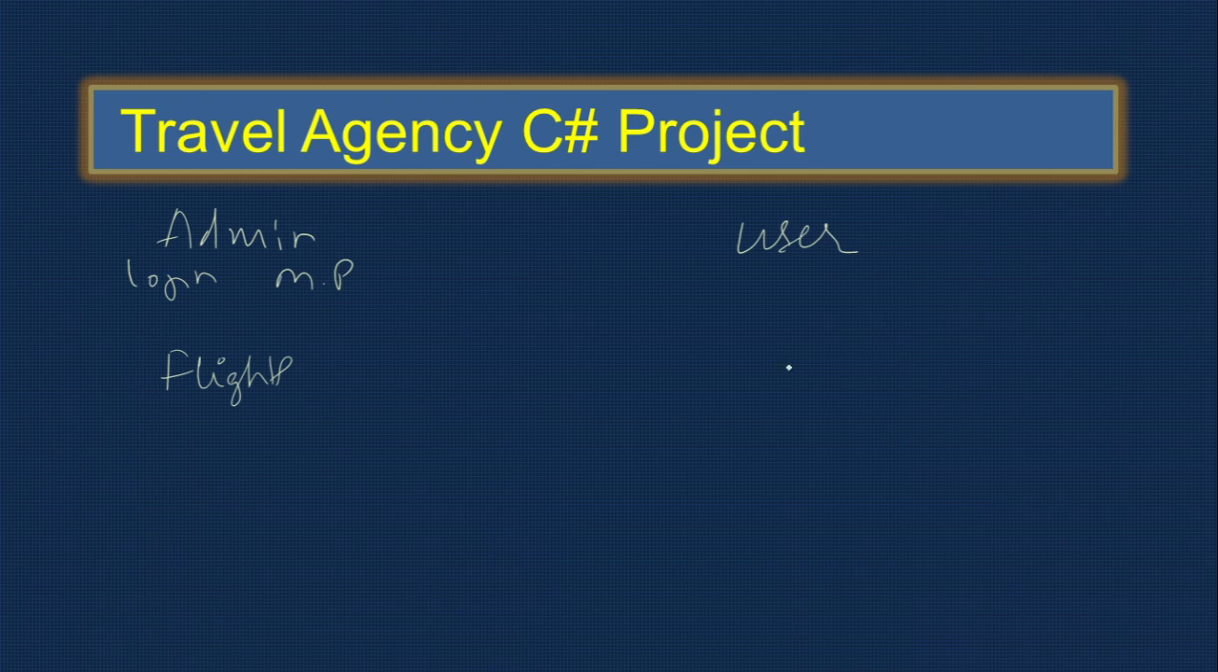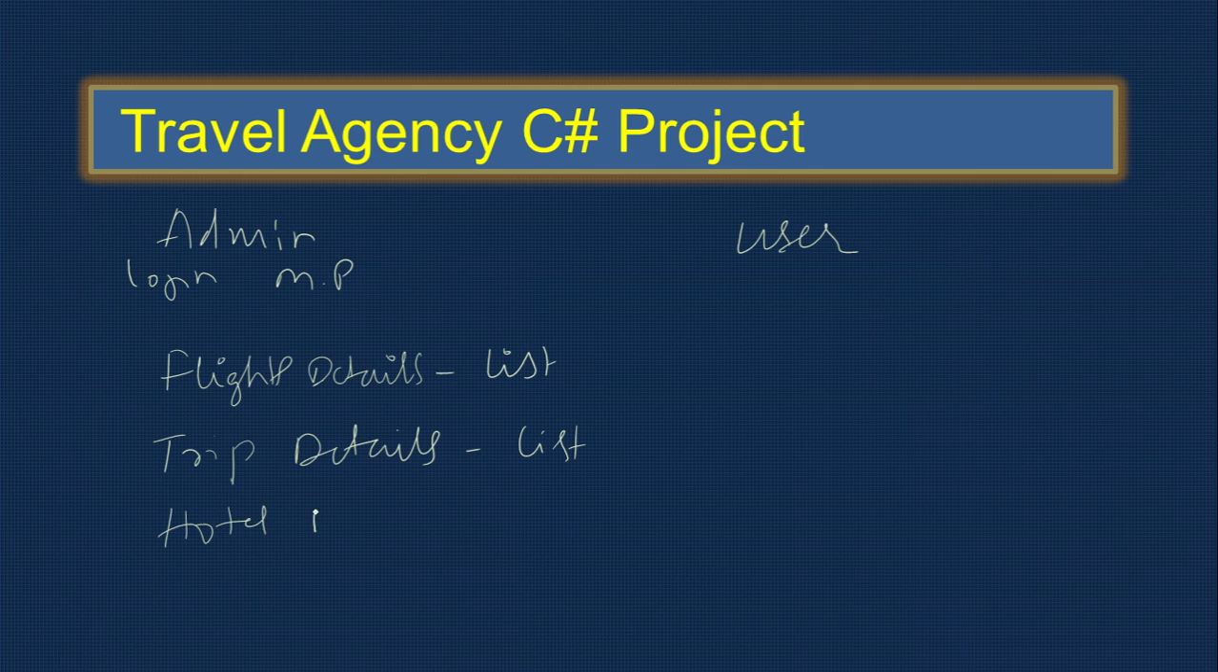So the user can check which flights are available. They can book the ticket here. So flight details, and then the corresponding list. The next one is tour or trip details. They arrange some trips, so you can book the trips also, and the corresponding list will come. The hotels are also provided. So here are the hotel details, and here is the corresponding list.